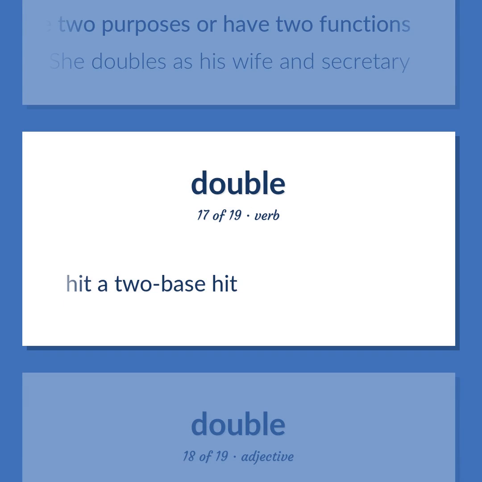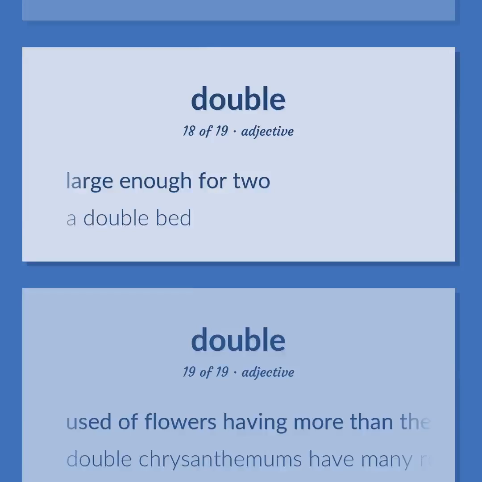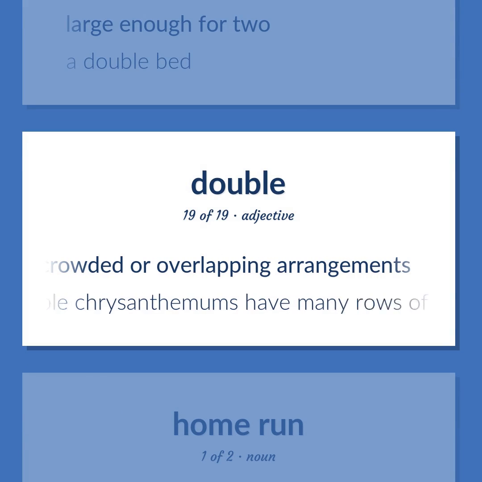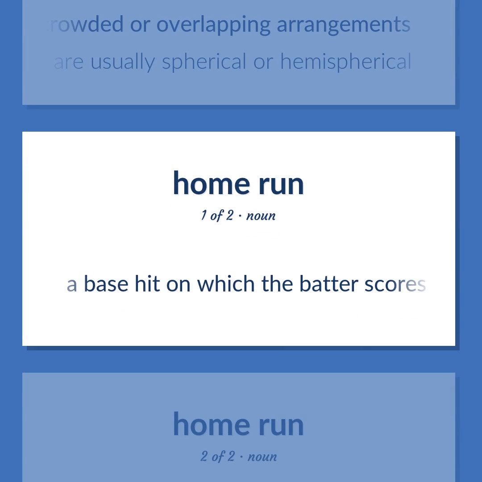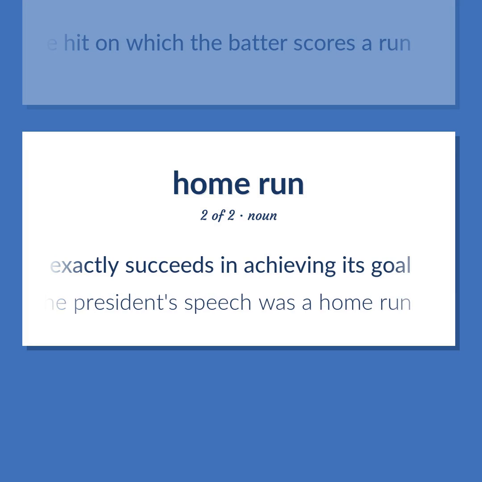Hit a two-base hit. Large enough for two. A double bed. Used of flowers having more than the usual number of petals in crowded or overlapping arrangements. Double chrysanthemums have many rows of petals and are usually spherical or hemispherical. A base hit on which the batter scores a run. Something that exactly succeeds in achieving its goal. The president's speech was a home run.